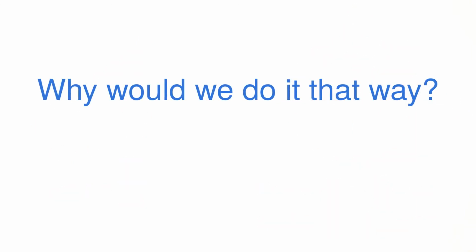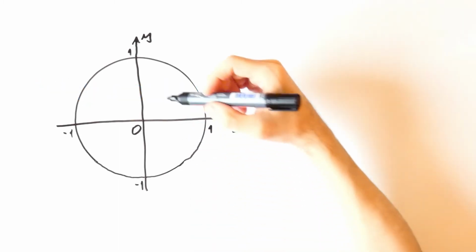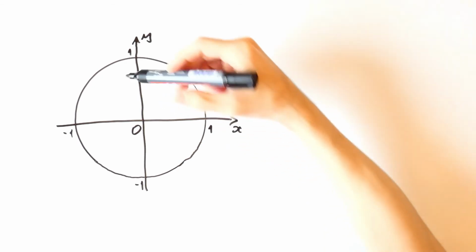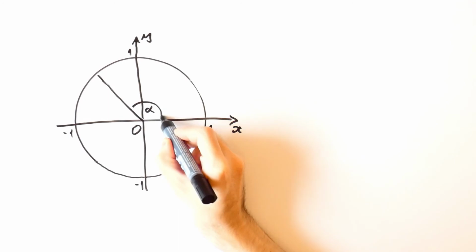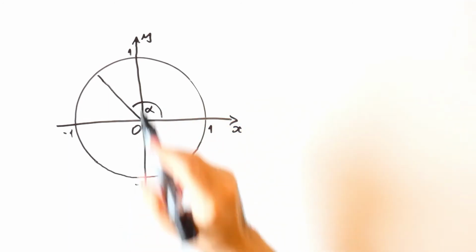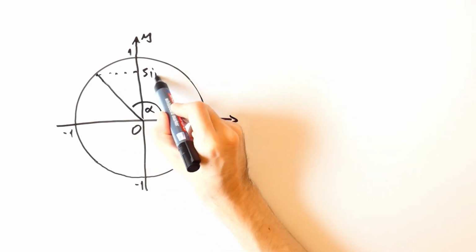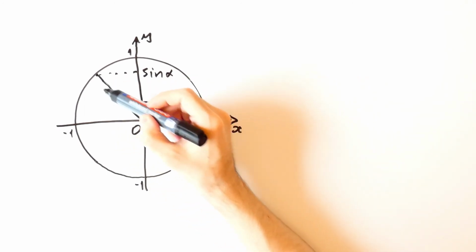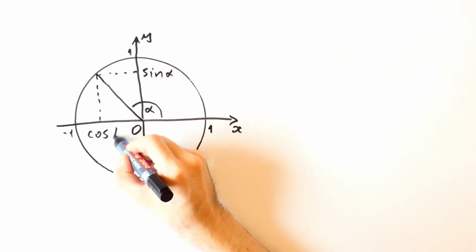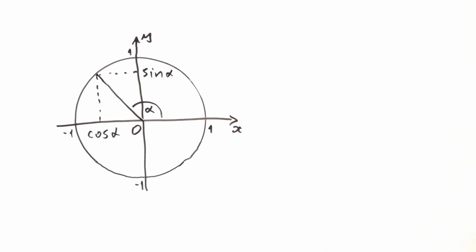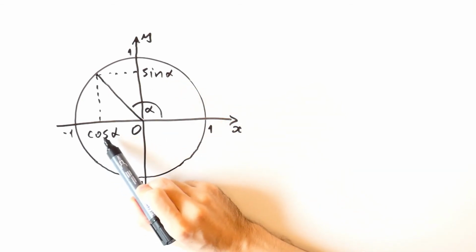But why would we do it that way? Because now we are no longer limited to acute angles. If, for instance, alpha is an obtuse angle, then the sine of alpha is the y-coordinate of this point, while the cosine of alpha is the x-coordinate. So in this case, the sine of alpha is greater than 0, while the cosine of alpha is less than 0.